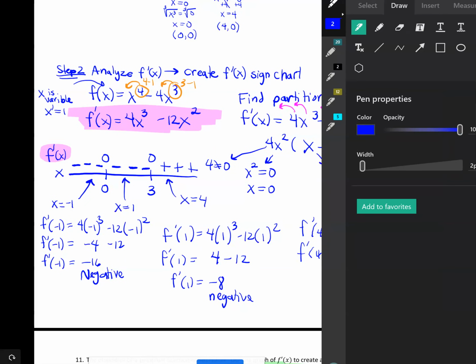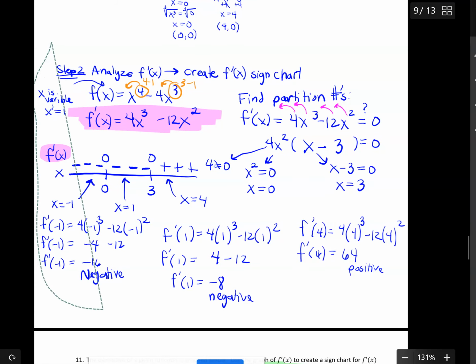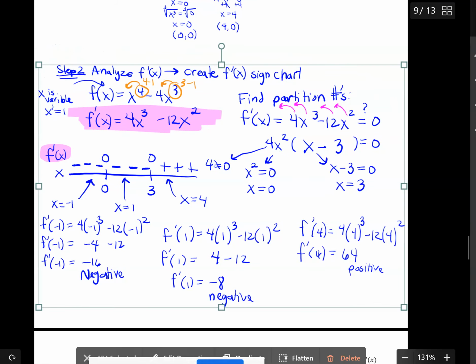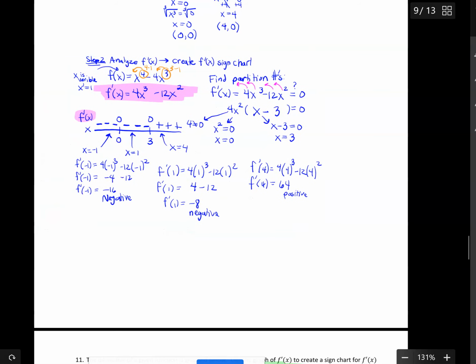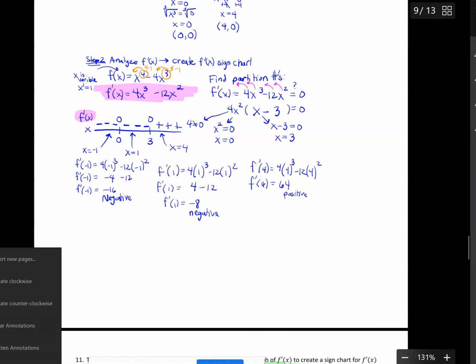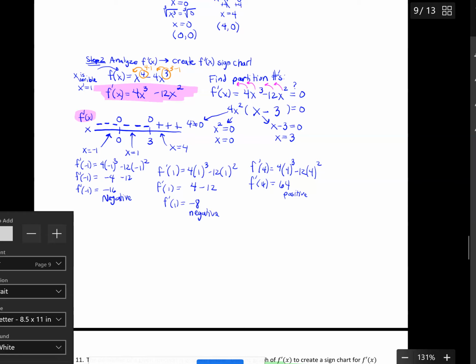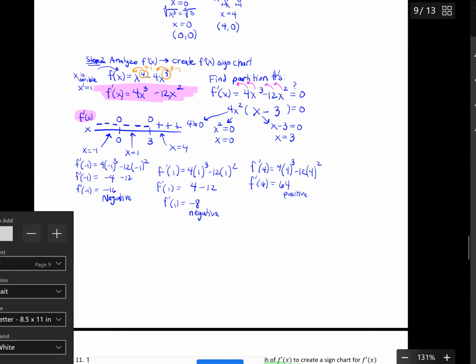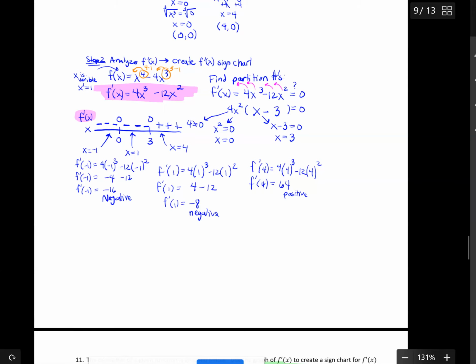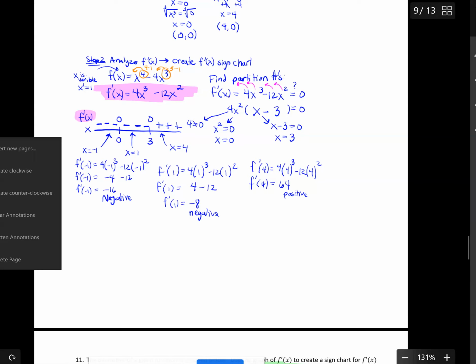So I'm going to go ahead and record my first derivative here before I move my page up. It was 4x cubed minus 12x squared. Okay. So let's go ahead and do our second derivative and create a sign chart. Again, just power rule. That would be 12x squared minus 24x. Technically to the first, but don't write that.